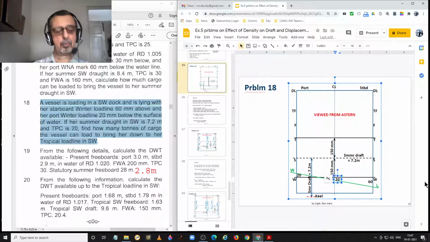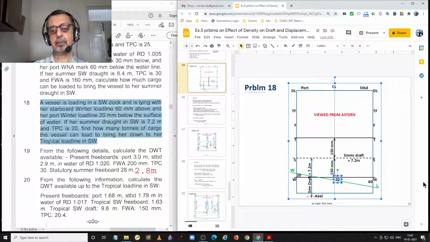Now, you have to decide whether your winter load line will be above the water line or below the water line. And to help you decide, you have to look at the larger number. The larger number being 60 millimeters and it being 60 millimeters above the water line. Therefore, on the center line also it will be 20 millimeters above the water line. As you see over here, the winter load line is 20 millimeters above the water line on the center line.